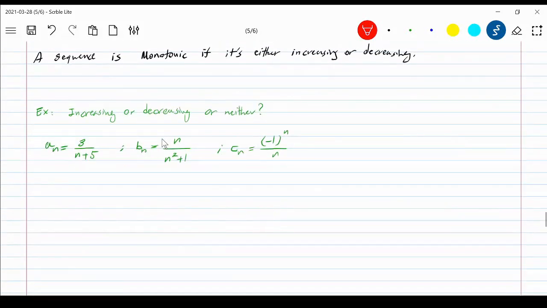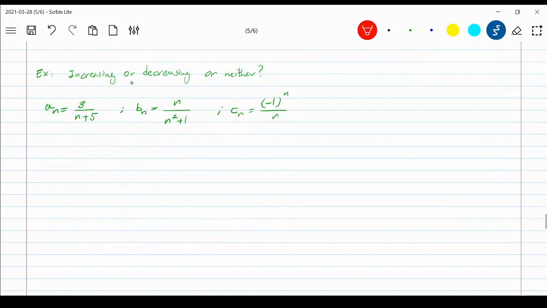Okay, so here are a couple of examples. Let's figure out which of these sequences are increasing or decreasing, or maybe neither. So here an equals 3 over n plus 5. Normally, if you want to find out whether the sequence is increasing or decreasing, try to figure out a couple of terms of the sequence. In this case, starting with n equals 1, a1 would be 3 divided by 6. Then a2 would be 3 divided by 7. A3 would be 3 divided by 8, and so on. So what you notice is the sequence is getting smaller and smaller.